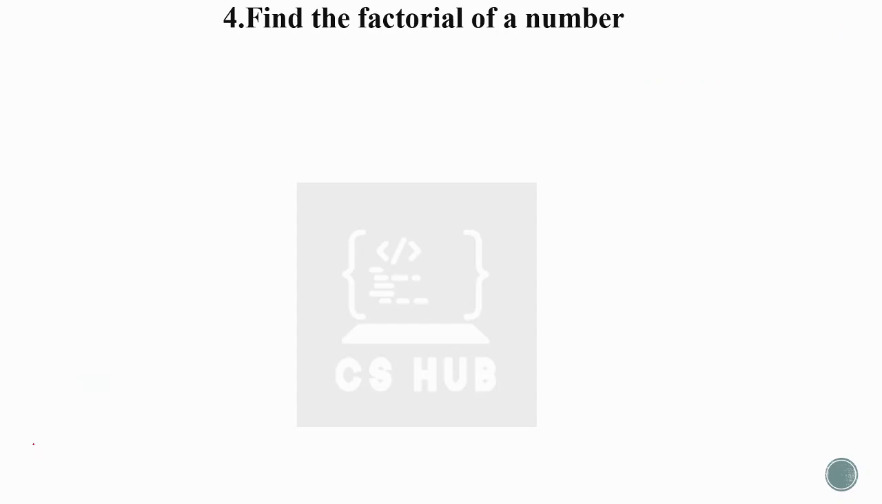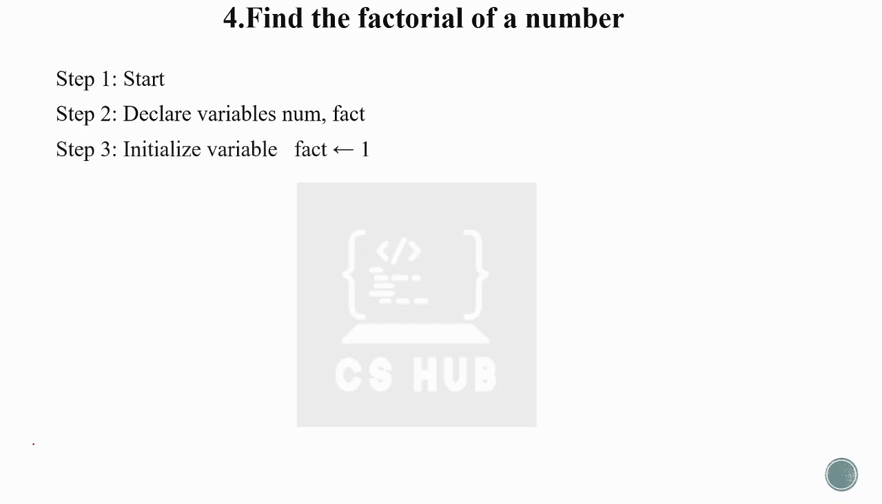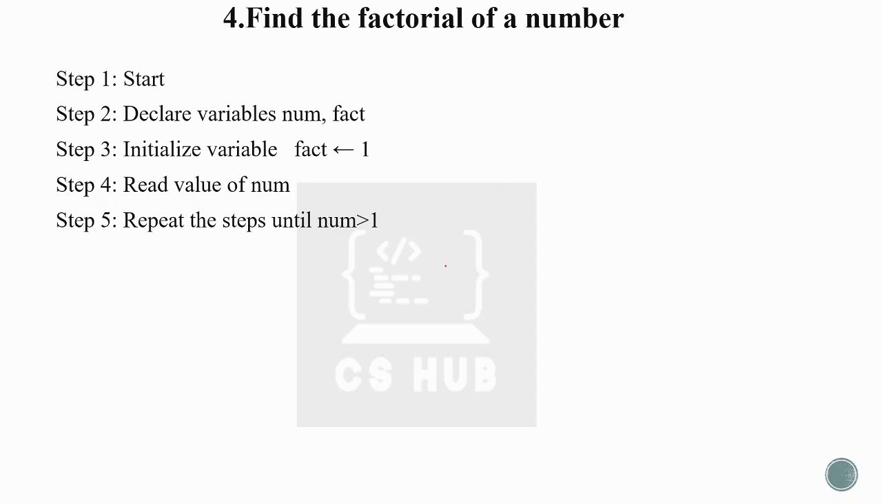To do that, step 1, start. Declare the variables. We need two variables, num, and to find out factorial, we need a variable called fact. Then initialize the variable. Initialize our fact to 1. Read the value of number, like I have read here 6, right? Repeat the steps until number greater than 1. Okay, that number is greater than 1. Repeat the steps. Steps are fact star num.